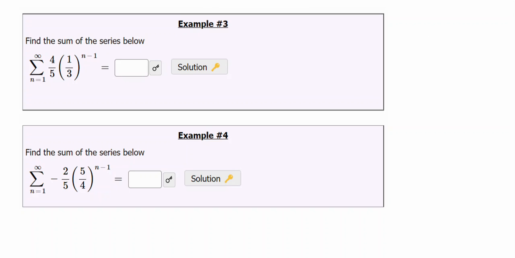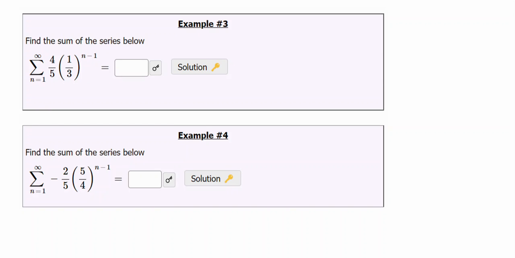For examples 3 and 4, we are given an infinite sum, and it's written in sigma notation this time. As a bit of a review, what this is saying is that when n is equal to 1, we're starting at the first term, right? That's what we're saying here. And it's going to infinity.